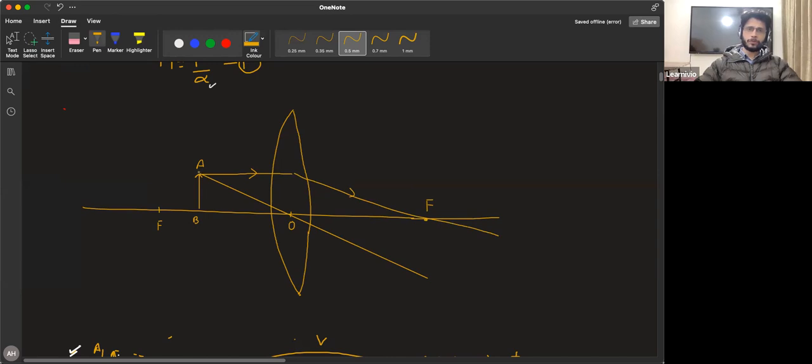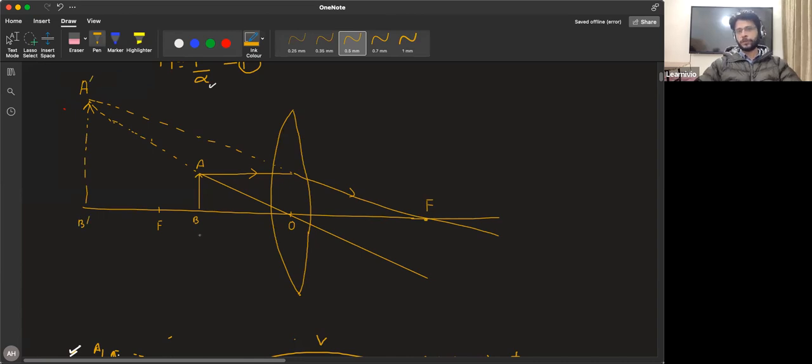But when you produce these rays in the backward direction, they will appear to meet at a point. So they appear to meet somewhere here. So this is your image, your final image, which is A prime B prime. And this is the object.